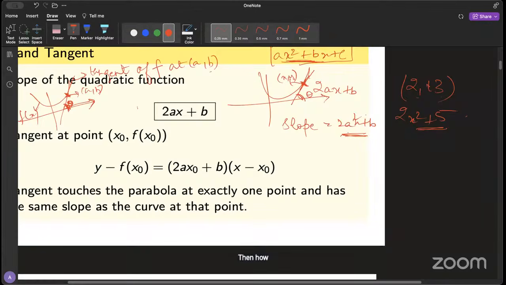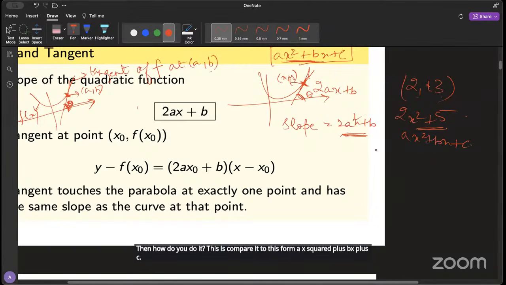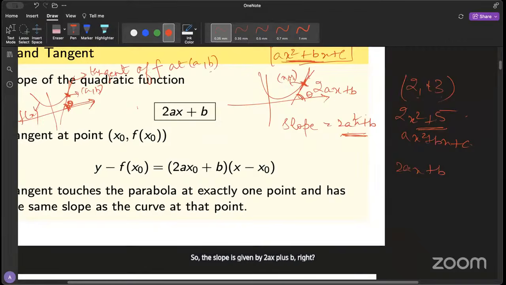Then how do you do it? Compare it to this form, ax square plus bx plus c. So the slope is given by 2ax plus b, right? Then your a is 2, so put a equals 2 here. b is 0, right? So put b equals 0 here. So you will get 4x.